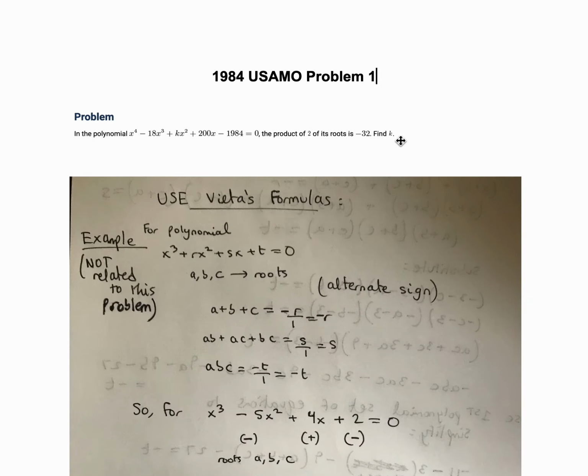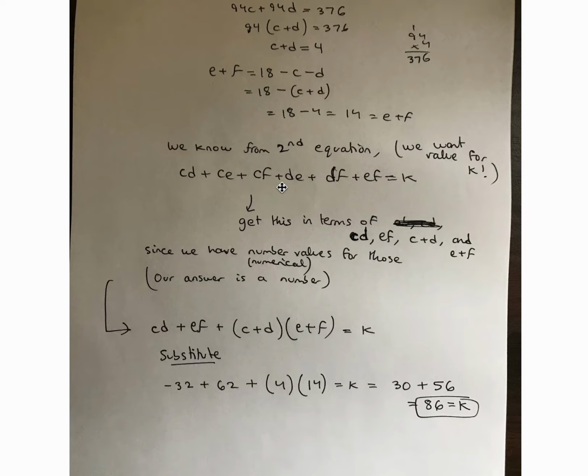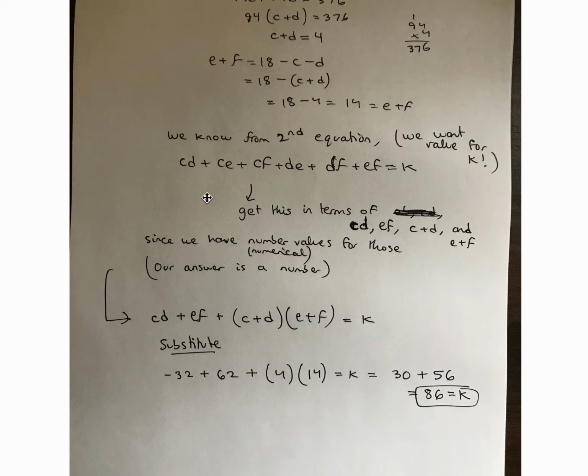So I can simplify this second equation to basically where it is. This is the second equation. CD plus CE plus CF plus DE plus DF plus EF is equal to K. And then what I can do is, CD and EF, I know those, so I can leave those as they are.